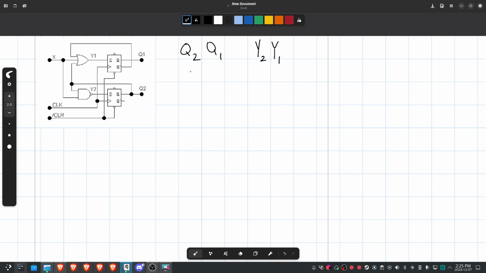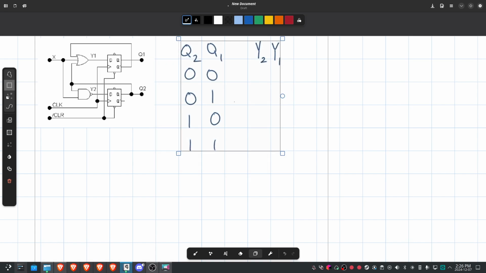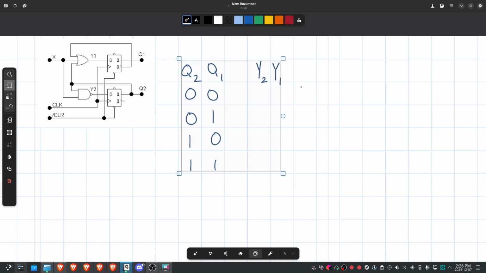Let's write a table of possible states of our machine. Our machine can have both of the Qs be 0, Q1 be 1 and Q2 be 0, Q2 be 1, Q1 be 0, and both of them be 1. And we have one input, X. Let me move down so we can see what happens when X is 1 and when X is 0.